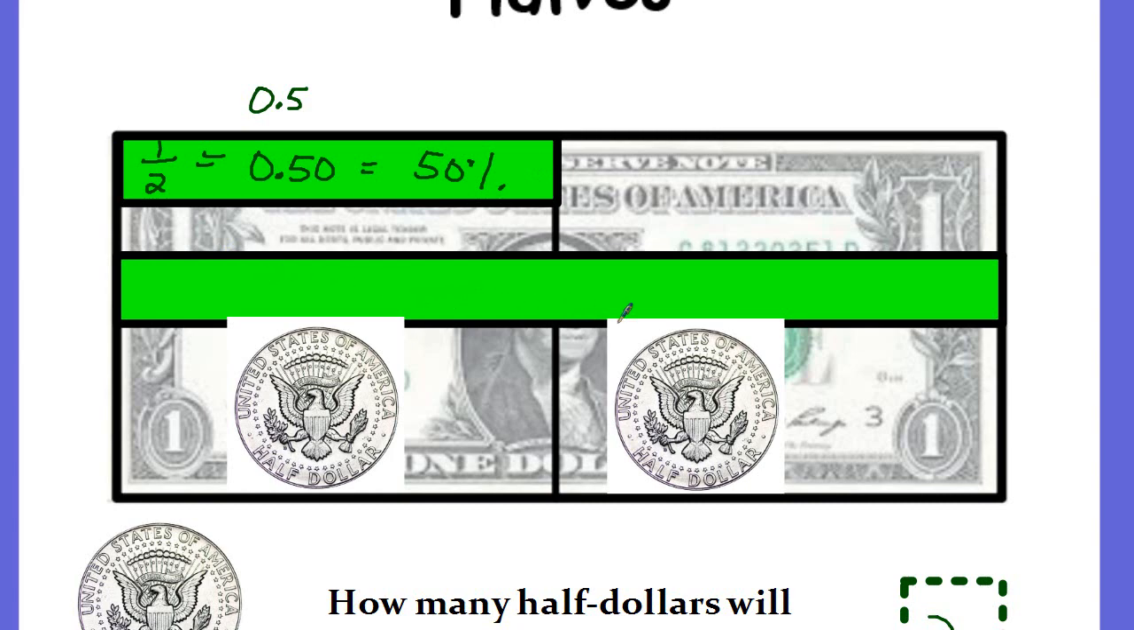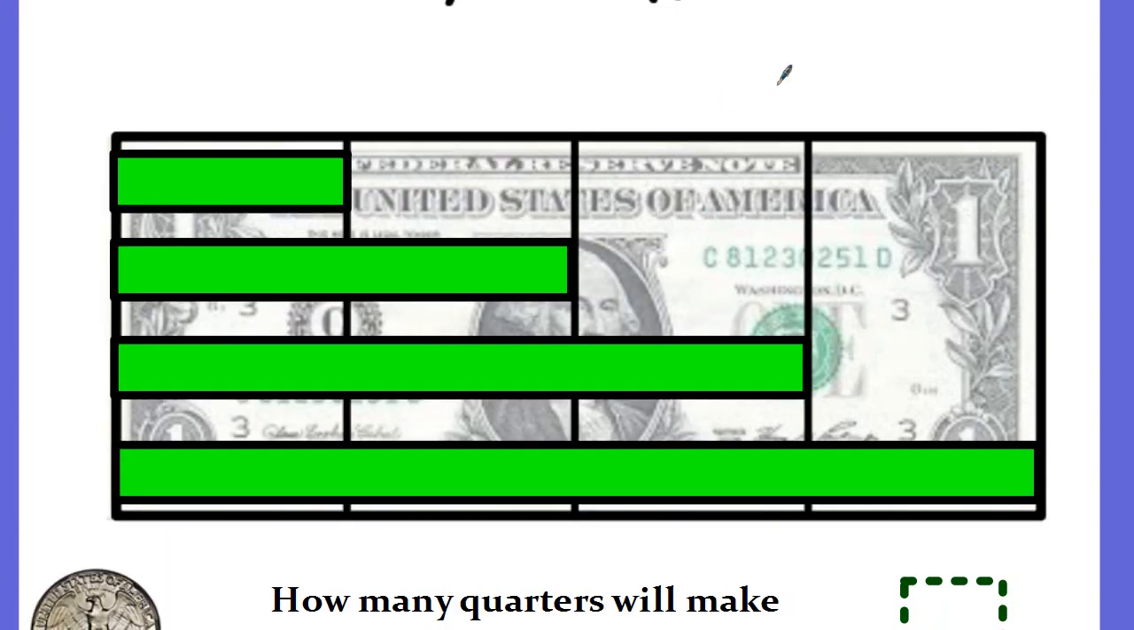And then if you extend this and you want the whole dollar, the fraction would be 2 out of 2. Since we're talking about half dollars, 2 is your denominator. And it's still going to equal $1 and 100%. So what if we take our halves and we cut them into halves? That's going to give us fourths.